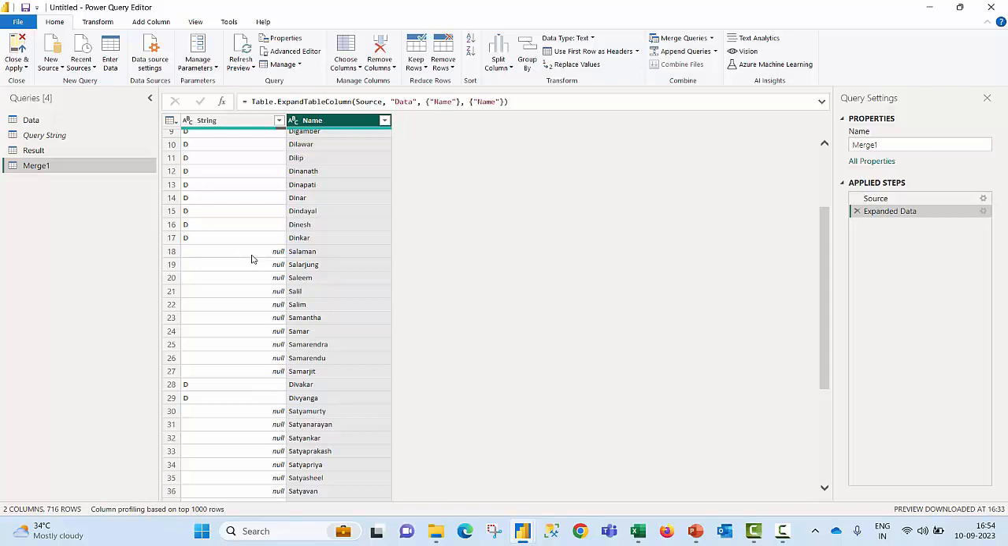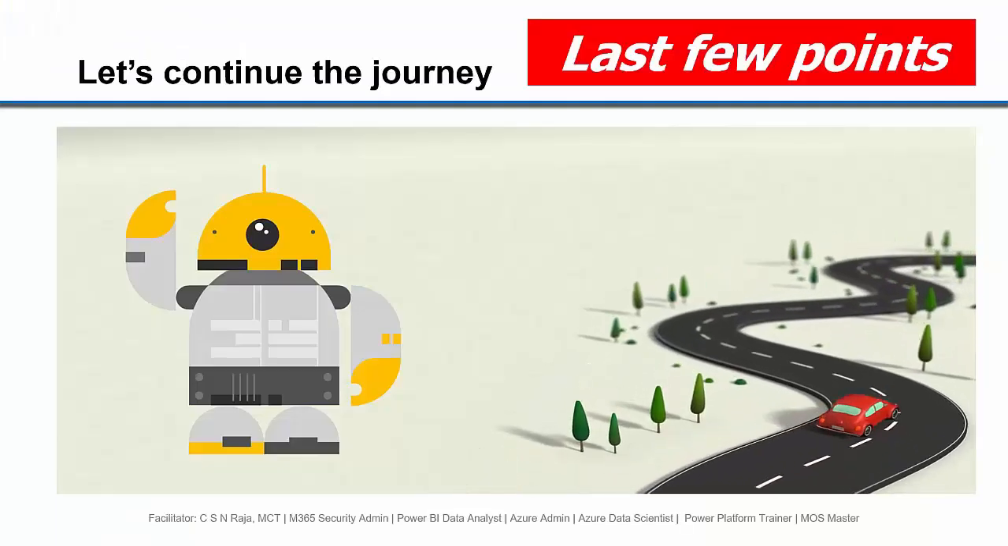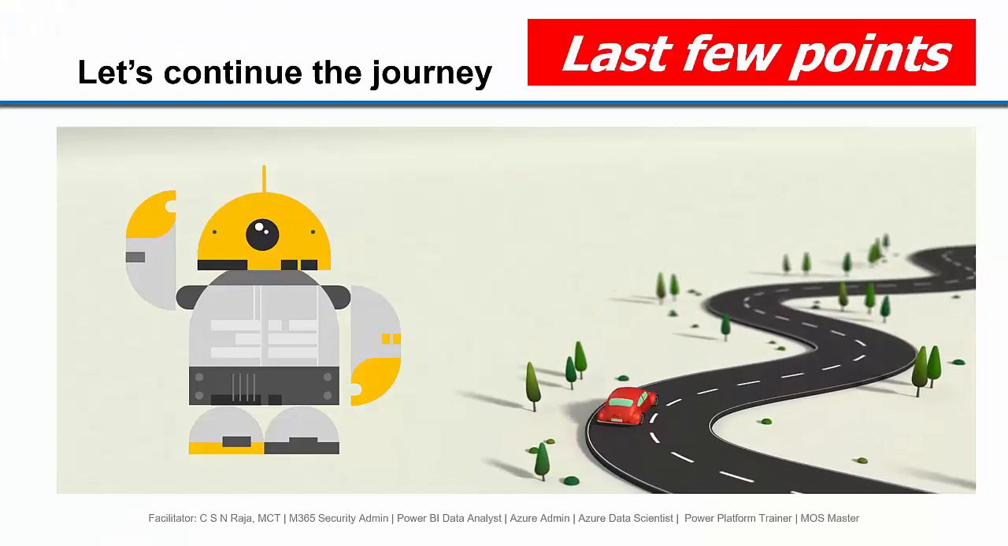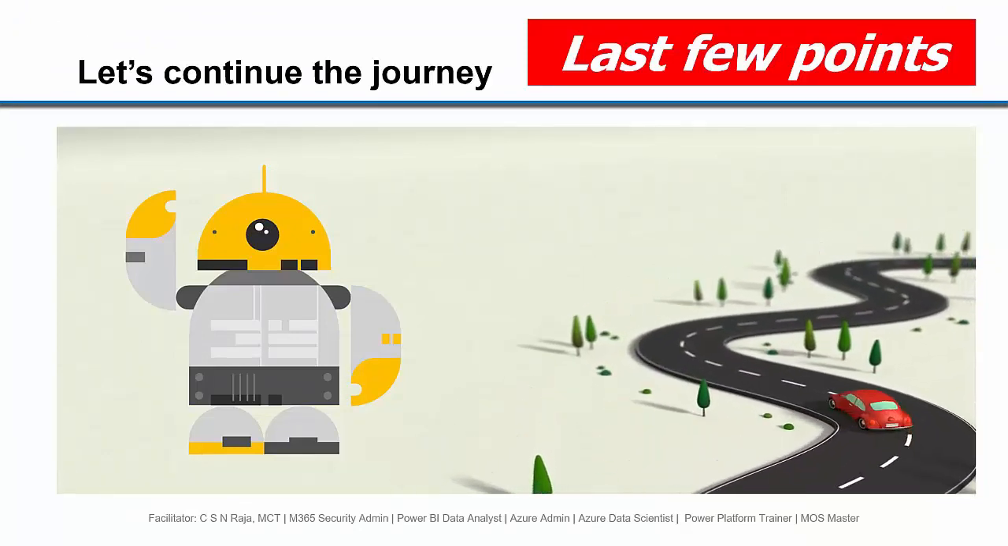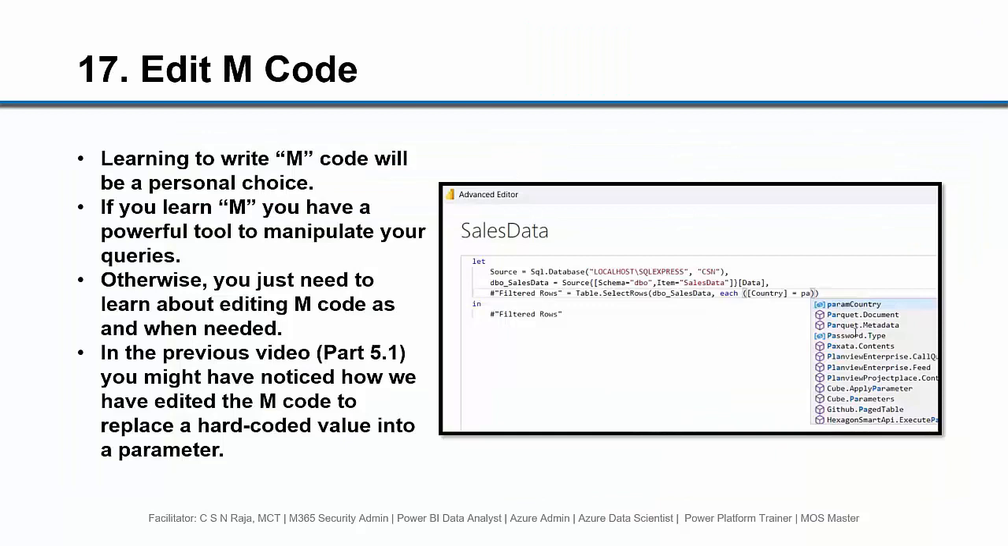So that is about fuzzy matching, an interesting concept, may be required by all of us once in a while. Please make a note of that. We have almost reached the end of this demo. Last few points. You should have an idea about editing M code. Learning to write M code will be a personal choice. If you learn M, you have a powerful tool to manipulate your queries. Otherwise, you just need to learn about editing M code as and when needed.